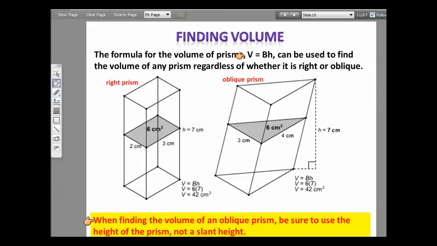Now highlighted in yellow down here it says, when finding the volume of an oblique prism, be sure to use the height, not the slant height. So notice over here this dashed line, that's the actual height. If you took this measure right here, that would be the slant height, and you would not get the correct answer.